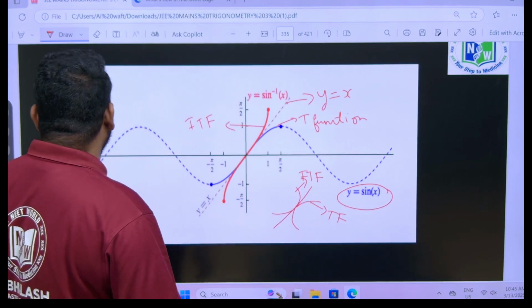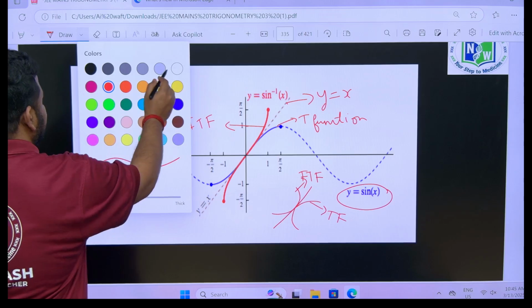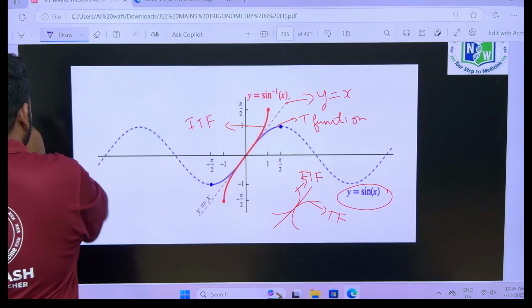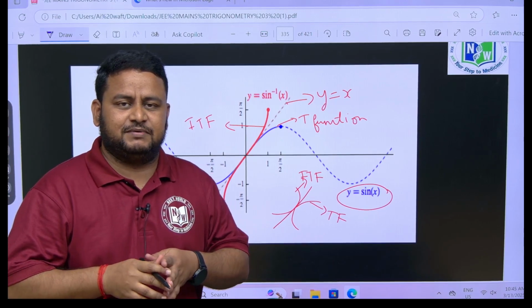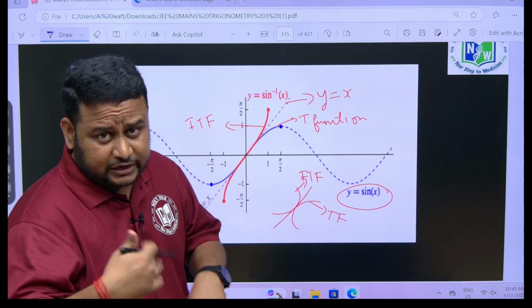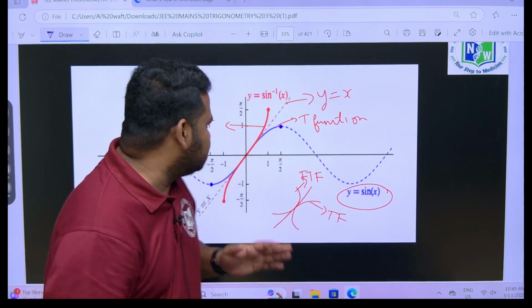Okay, what do you mean by mirror image? Some people might have doubt regarding what is a mirror image. Suppose, friends, if you stand in front of a mirror, your image itself will be visible. So what is right becomes left. What is right will become left. Correct?